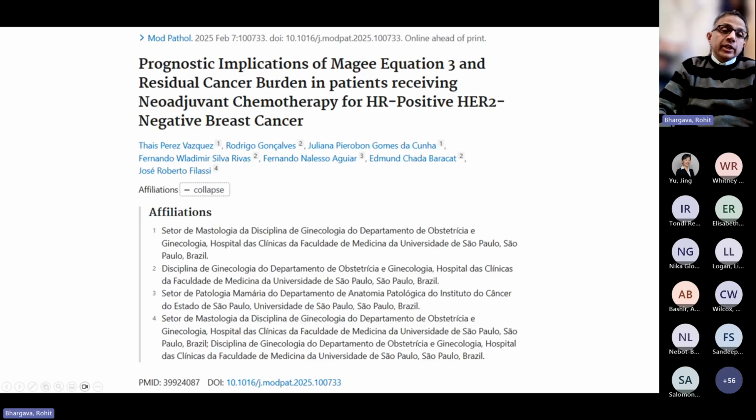And I just recently noticed another paper that came out from Brazil showed almost the same thing that we had previously published. It shows the prognostic implications of Magee equation 3 and residual cancer burden in patients receiving neoadjuvant chemotherapy for hormone receptor positive HER2 negative breast cancer.